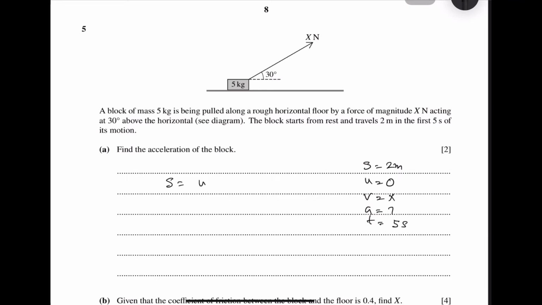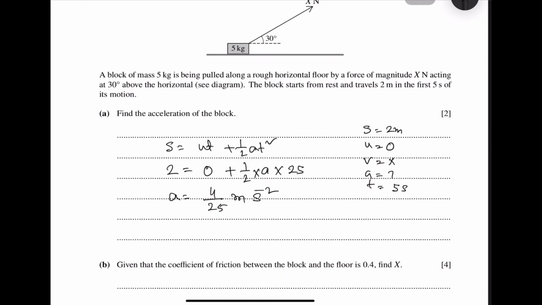So s equals ut plus half at squared. Let me substitute: s is 2, and since u is 0, that term will be 0. Acceleration a, and t squared is 5 squared, that is 25. So acceleration is 4 by 25 meters per second squared. Given that the coefficient of friction between the block and the floor is 0.4, find x.